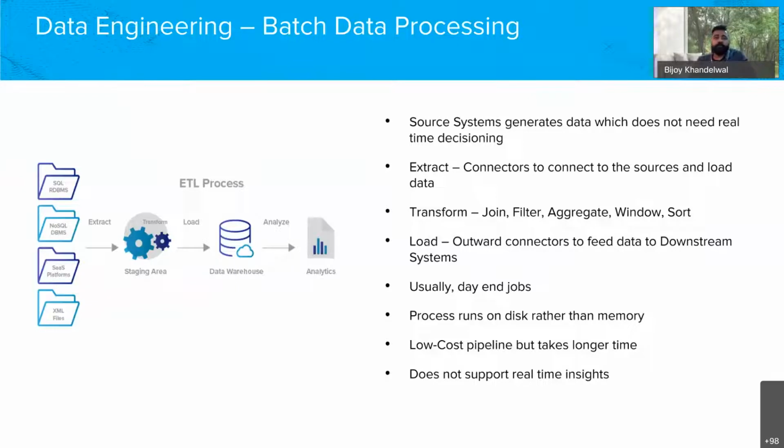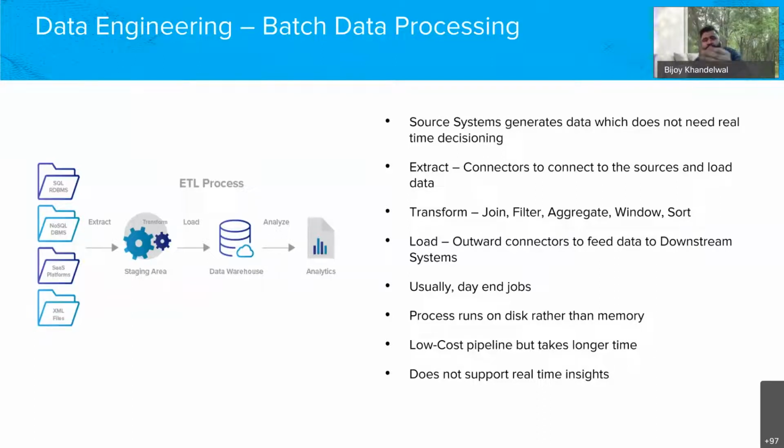Again, you have a transform where you transform the data, filter, aggregate, whatever your use case is, at whatever level you need the data to reside. You load it to your data warehouse or a data lake or a delta lake, for saying's sake. And then you use it for your analytics or for reporting, dashboards. These are usually, as I said, day-in jobs, not real-time jobs. The good part is, and if I go by the market, this won't be really appreciated because people are more towards real-time decisioning. But it's not always the case.